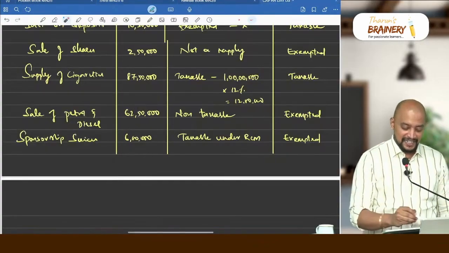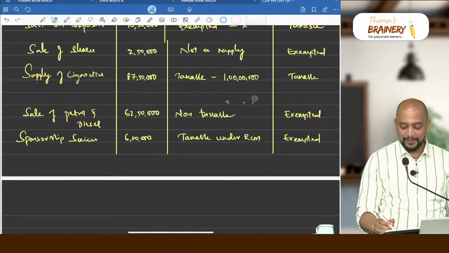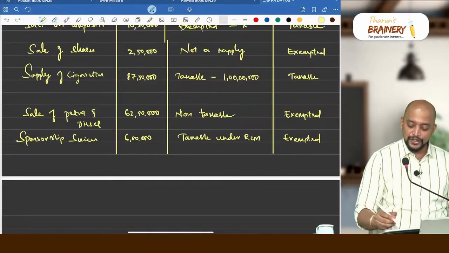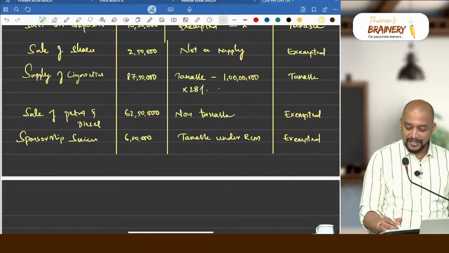So one mistake we did. What is that? We have taken 12%. So it should have been into 28%. So that will come to 28 lakhs.